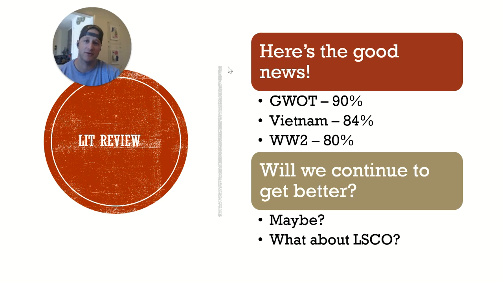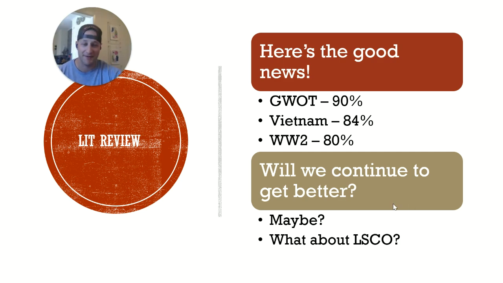All right, good news first. This is the overall survival rate of casualties in the global war on terror, 90%. All right, that's pretty awesome in a time when the weapons have only gotten more dangerous. We've gotten the highest survivability. Vietnam was 84%, World War II it was 80%. So we're getting better at this stuff. We're getting better at treating combat casualties, despite maybe all the doom and gloom data I've shown you.